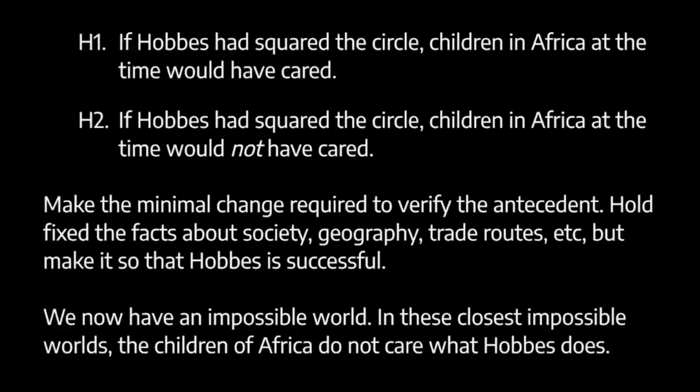So, with our Hobbes counterfactuals, the reason why H1 is false and H2 is true is that in the closest worlds in which Hobbes squares the circle, the children in Africa at the time do not care. So we make the minimal change required to verify the antecedent, and then we hold fixed all of the relevant other facts about society, geography, trade routes, and so on. So we just straightforwardly apply this usual machinery of worlds in order to evaluate counterpossibles.